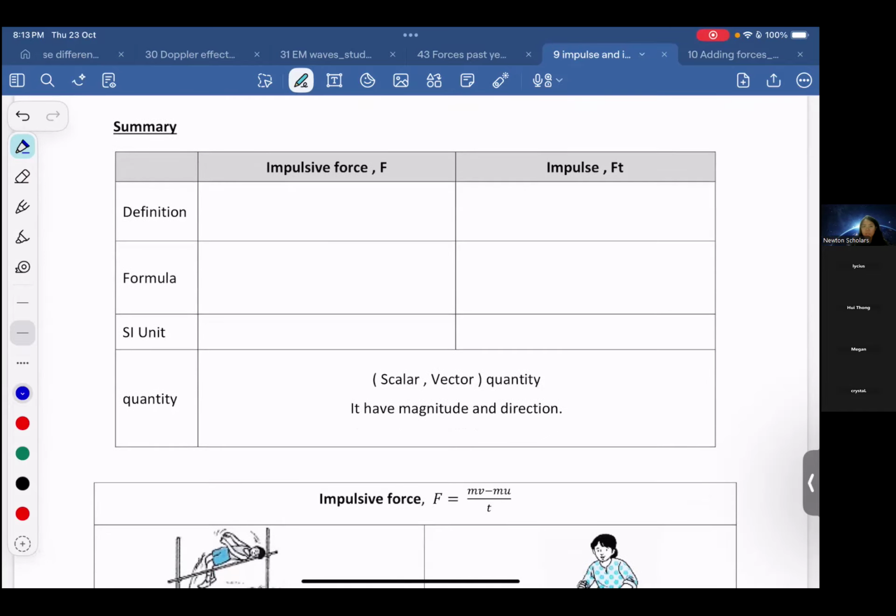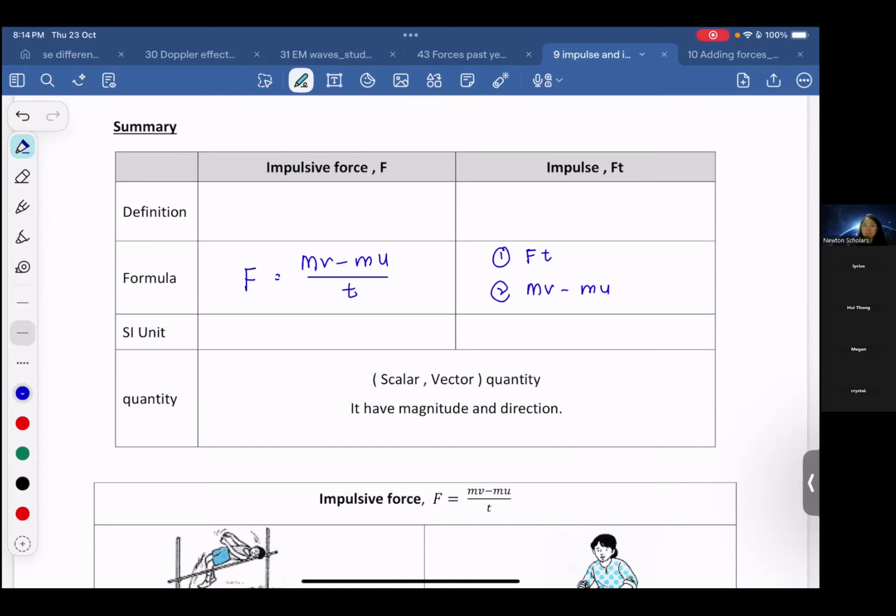Page number 2, I made a smart summary for you. Impulsive force. Force, so F. What is impulsive force? It's force. Force is, you can write ma or mv minus mu over t. For impulse, we move the t to the other side, so it can have two formulas. One is F times t, or the second one can be mv minus mu.